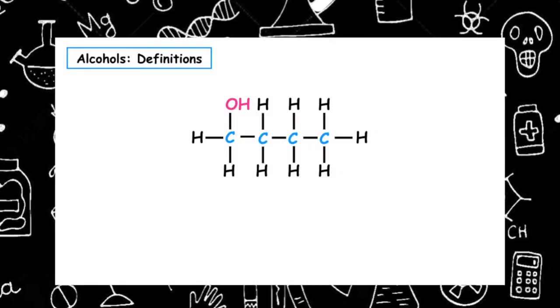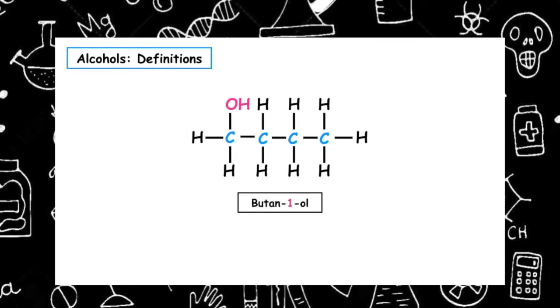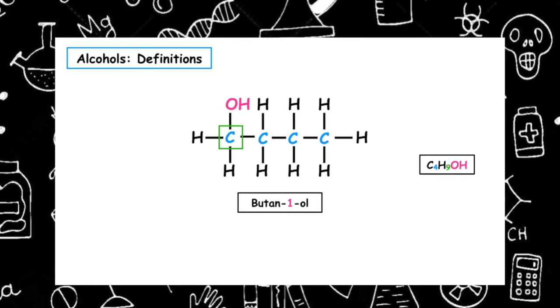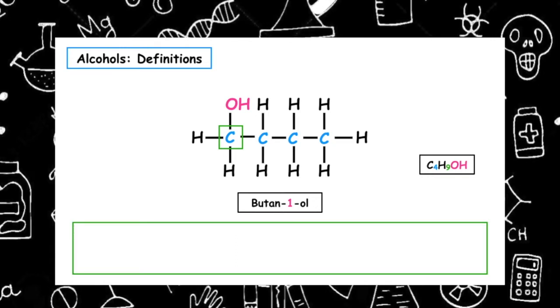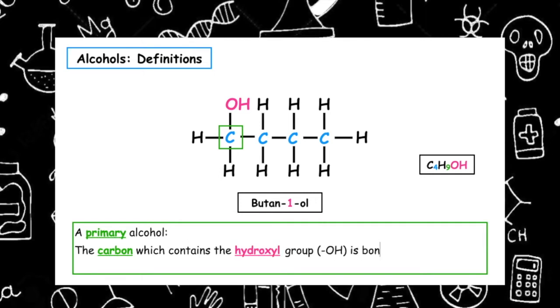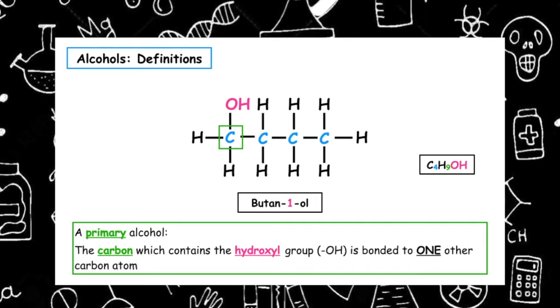The alcohol we have is butan-1-ol. It has the molecular formula C4H9OH. What we're interested in is the carbon which contains the functional group, which is known as the hydroxyl group. And the definition of a primary alcohol is that the carbon which contains the hydroxyl group is bonded to one other carbon atom.